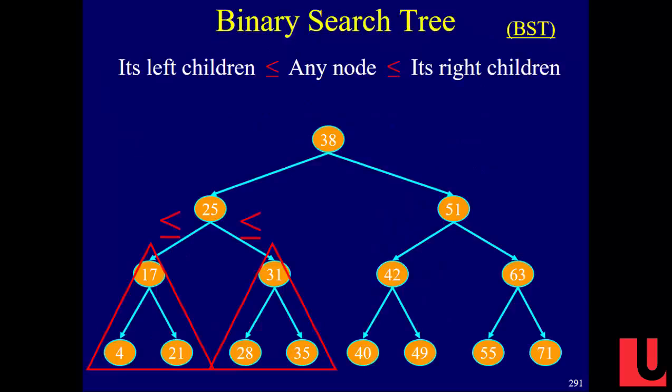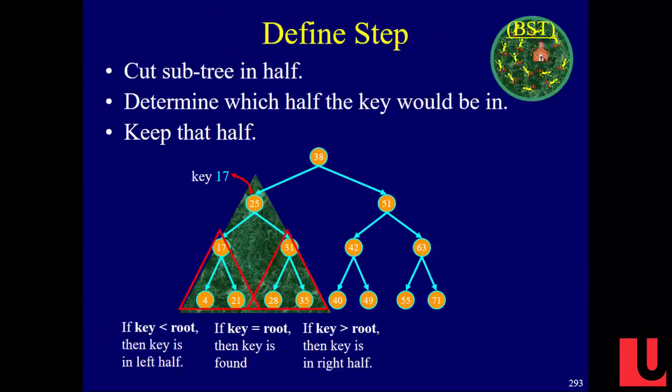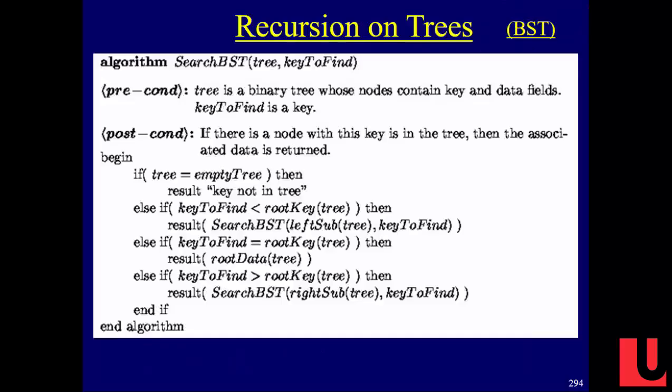Now what do I do? My postcondition: if the node's not anywhere, then it tells you not anywhere. But if it's there, it returns something appropriate. So here, if my tree is empty, then I know it's not there. So I return that the key's not anywhere.